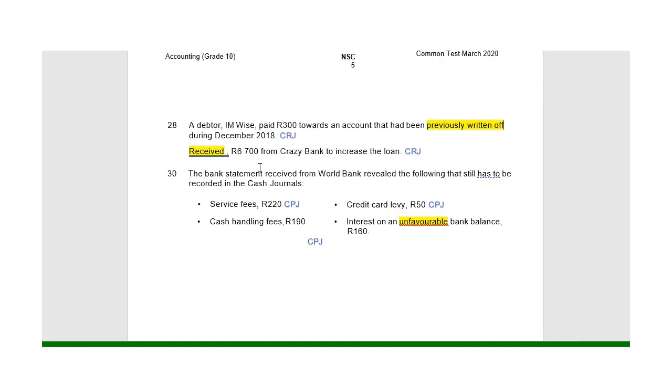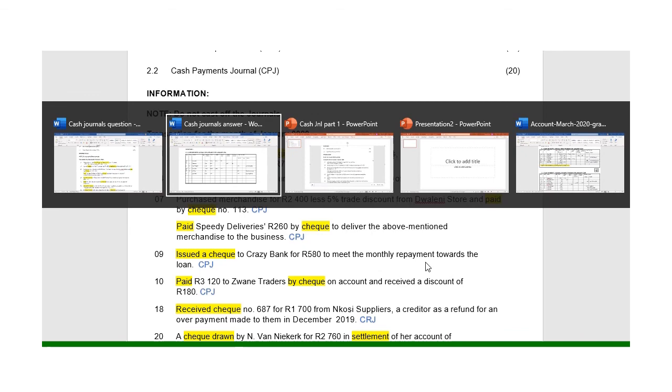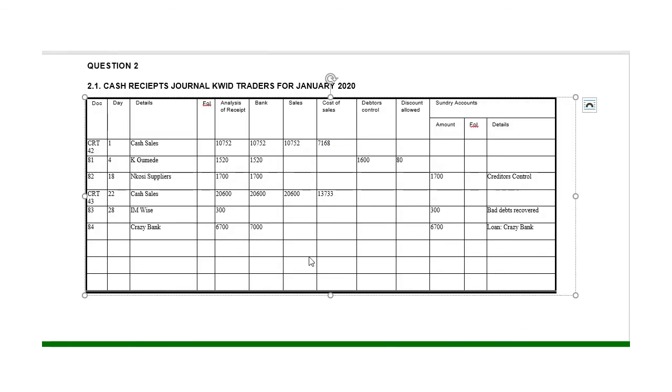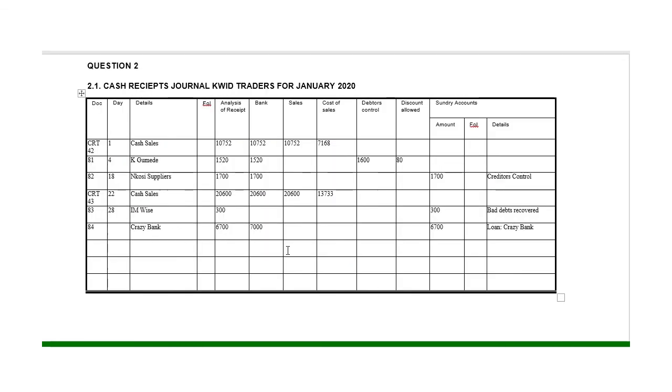Okay, that is then the 30th. They were all CRJs. So it looks like we've got all the CRJs in now. Just important. Now we would normally add the columns and cast it off. But before you waste time in doing that, go and look at the question. And there at the top was a note: do not cast off the journals. So always look for that, especially if they do not give you the lines, the double lines in which you must put in the totals. It normally means they don't want the totals.